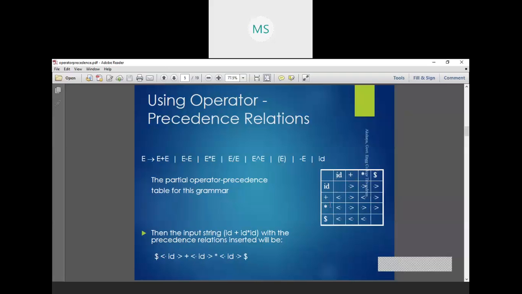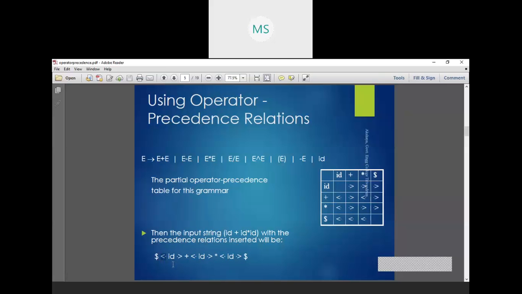Using this operator precedence relation, you can write the relationship between the input string ID plus ID star ID. Now I am inserting the relations into this input. Before that, you should append dollar at the start and at the end. Now start: first write dollar, then ID. What is the relation between dollar and ID? You can see the table: dollar and ID is less than. Because of that, I am inserting the less than symbol between dollar and ID.